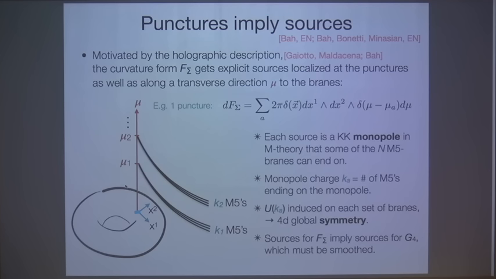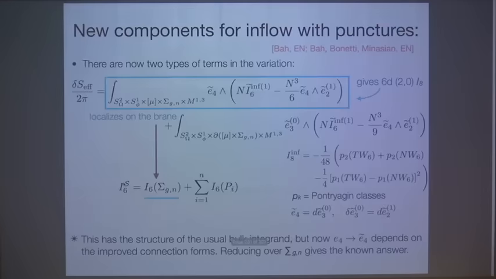So this curvature form over the Riemann surface gets sources that are localized on the Riemann surface and along a transverse direction to the branes. This is this mu direction. Each source is a KK monopole in M theory, and some of the original N M5 branes can end on it. The symmetries of the sources induce global symmetries in the 4D theory. And then sources for this connection form on the Riemann surface imply sources for G4, which must be smoothed.